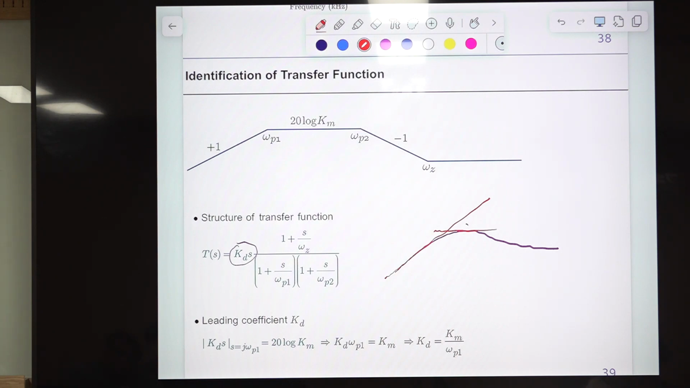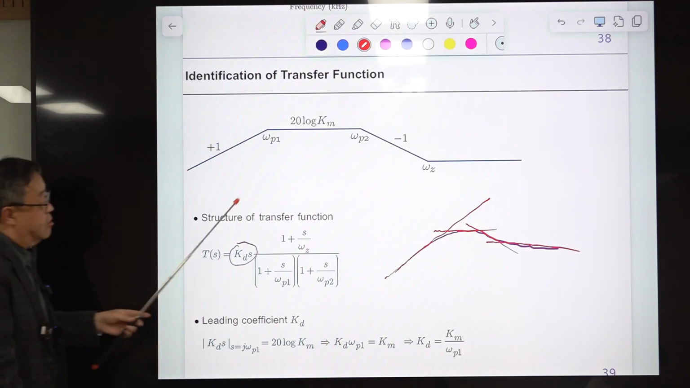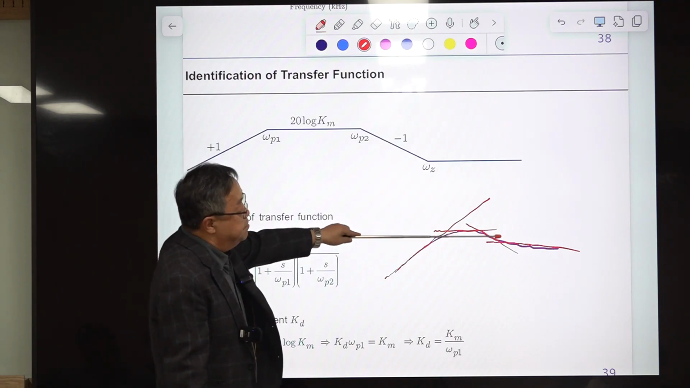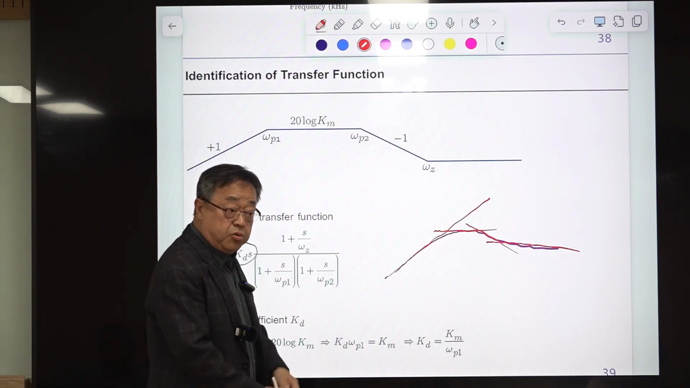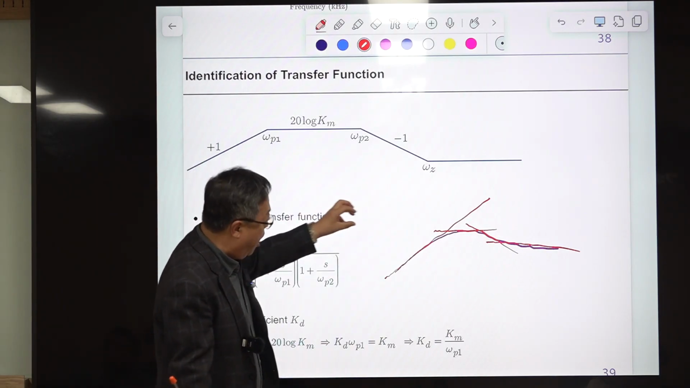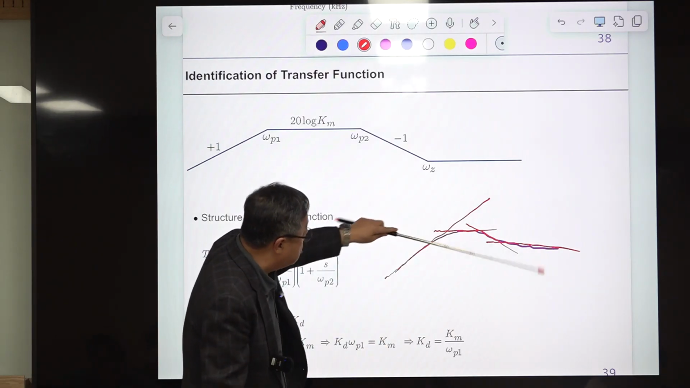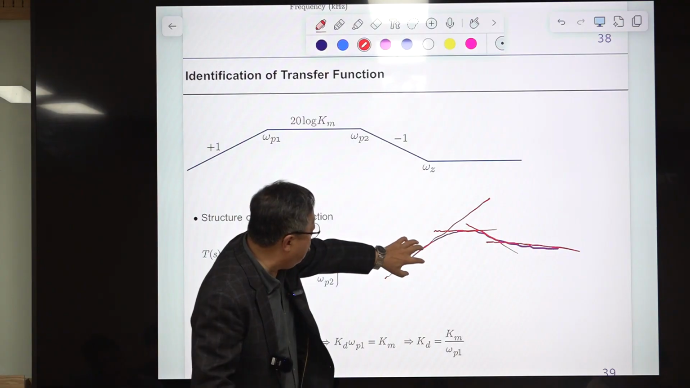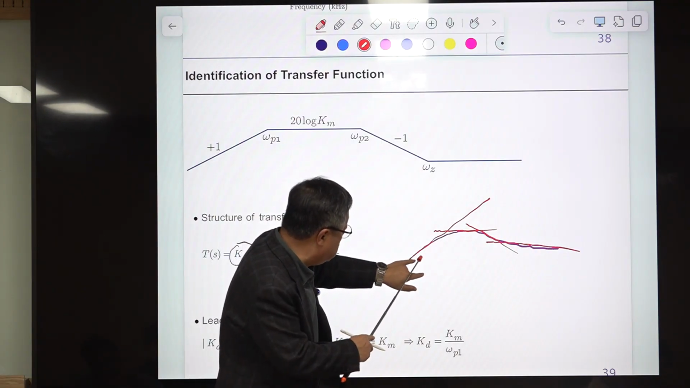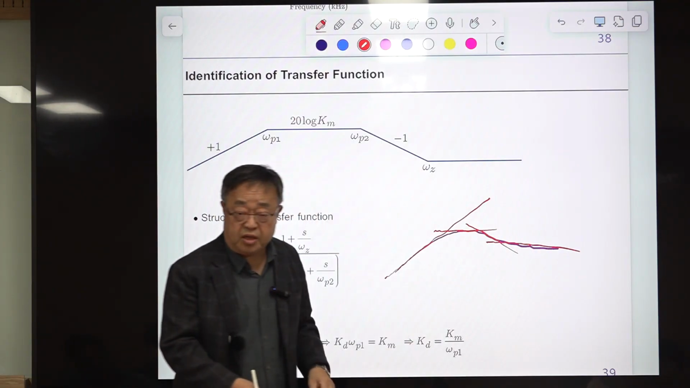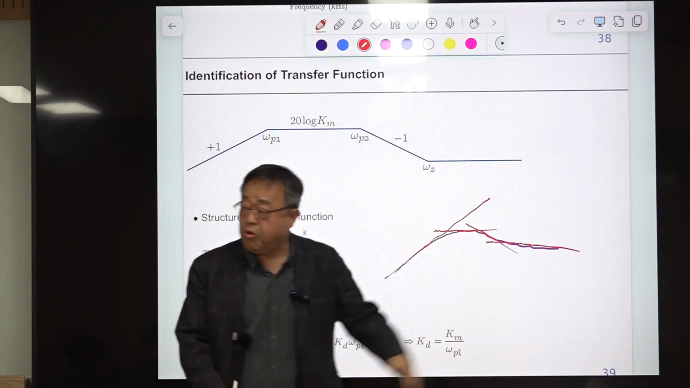And this is another asymptote, and this is another asymptote. Okay, always you can construct this. Of course, this is the approximation, but you don't have to be very accurate plotting this. Just use your ruler and something like that. Then watch the slope. This is plus 2 slope, minus 1 slope, something like that, and 0 slope, 0 slope.